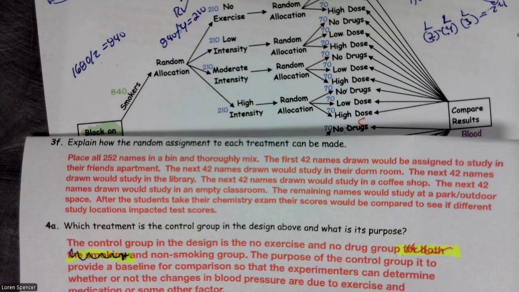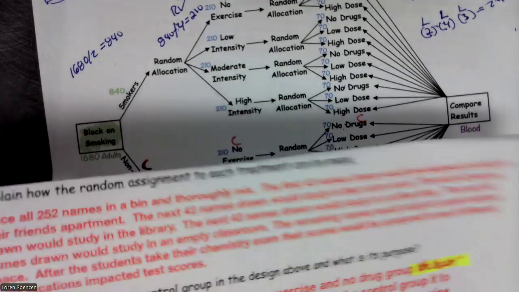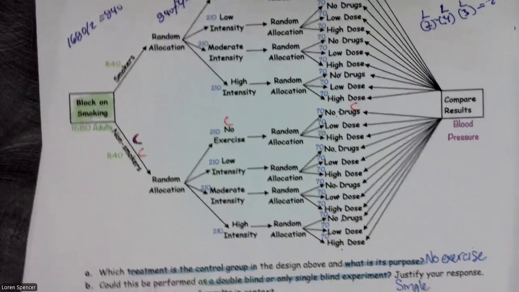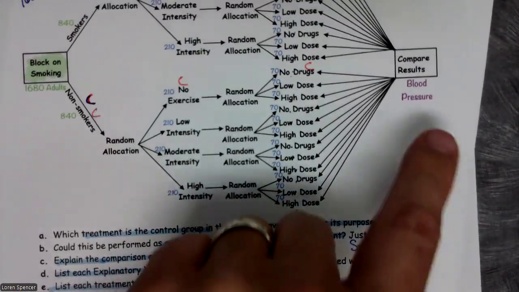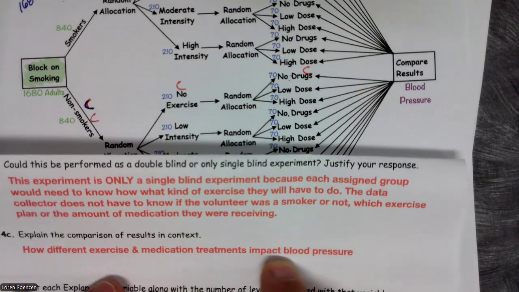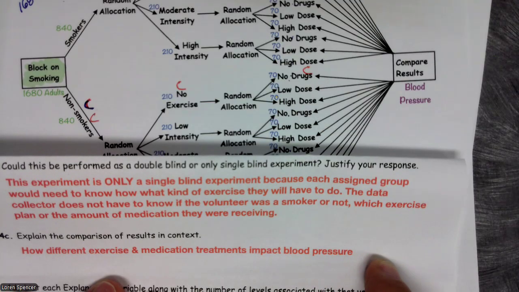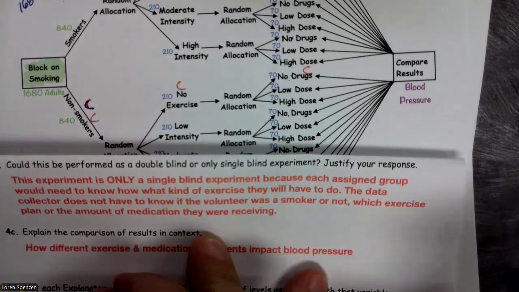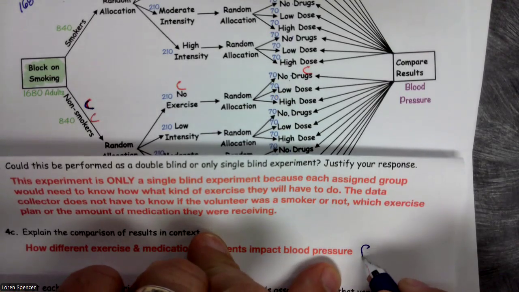However, the data collector wouldn't know if I was smoking or not unless they could smell it. And they wouldn't know if I was exercising or not, and they wouldn't know which drug because I would just be getting a placebo. So the next question, how could the comparison results? Well, what we're looking for is blood pressure. So how different exercise and medication treatments impact blood pressure for smokers and non-smokers. I'm going to add that back for smokers and non-smokers on the end.